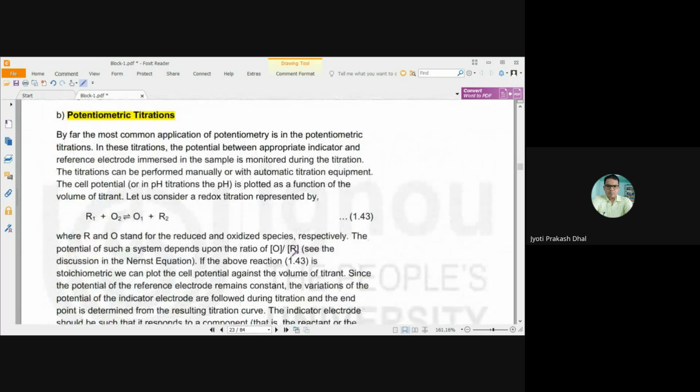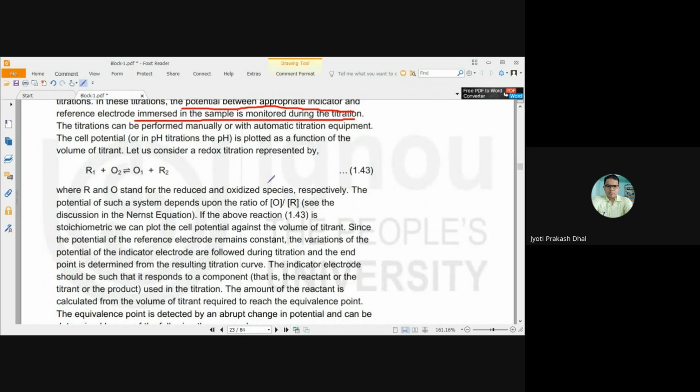Now coming to the potentiometric titration. So this one is the second one, and that is the most common application of potentiometry. In this titration, the potential between an appropriate indicator and reference electrode immersed in the sample is monitored during the titration. The titration can be performed manually or with automatic titration equipment. The cell potential is plotted as a function of the volume of titrant.